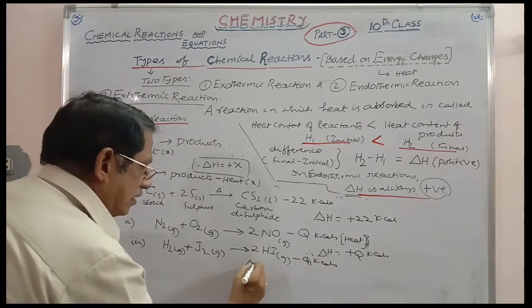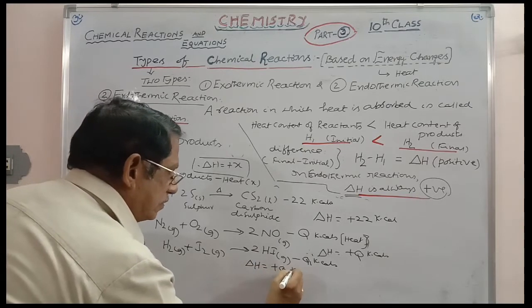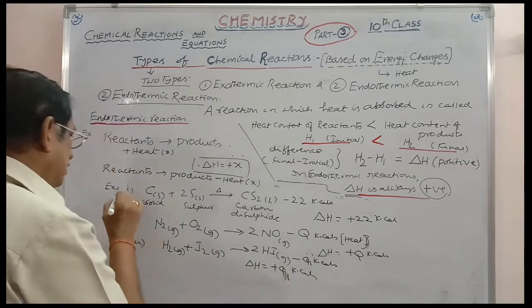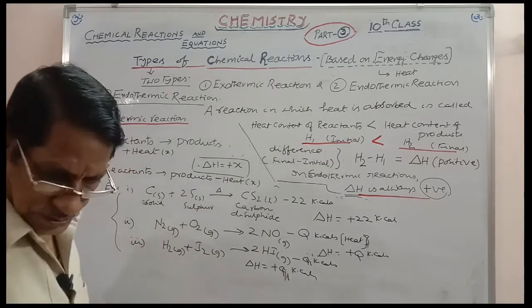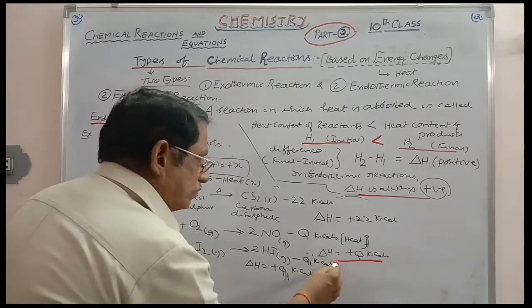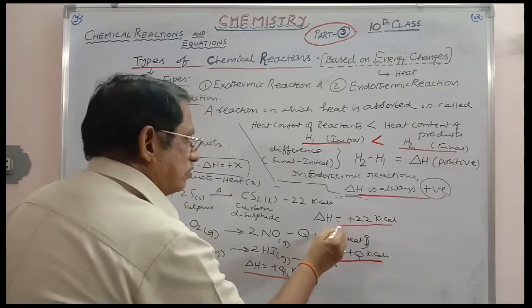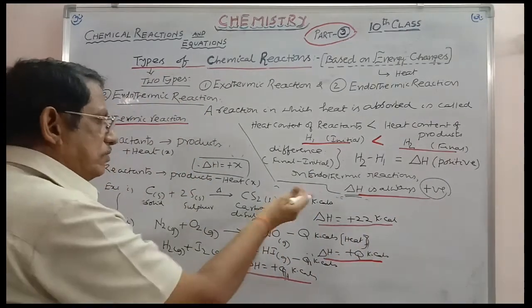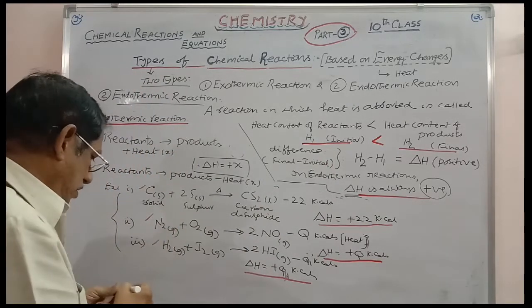And therefore delta H is equal to plus Q1 kilocalories. All these are examples for endothermic reactions. Don't forget, all these are endothermic reactions. Here delta H is equal to plus Q. Here delta H is equal to plus Q. Here delta H is equal to plus 20. The actual value is given to you. Or otherwise you can write here Q3. All these are examples for endothermic reactions.